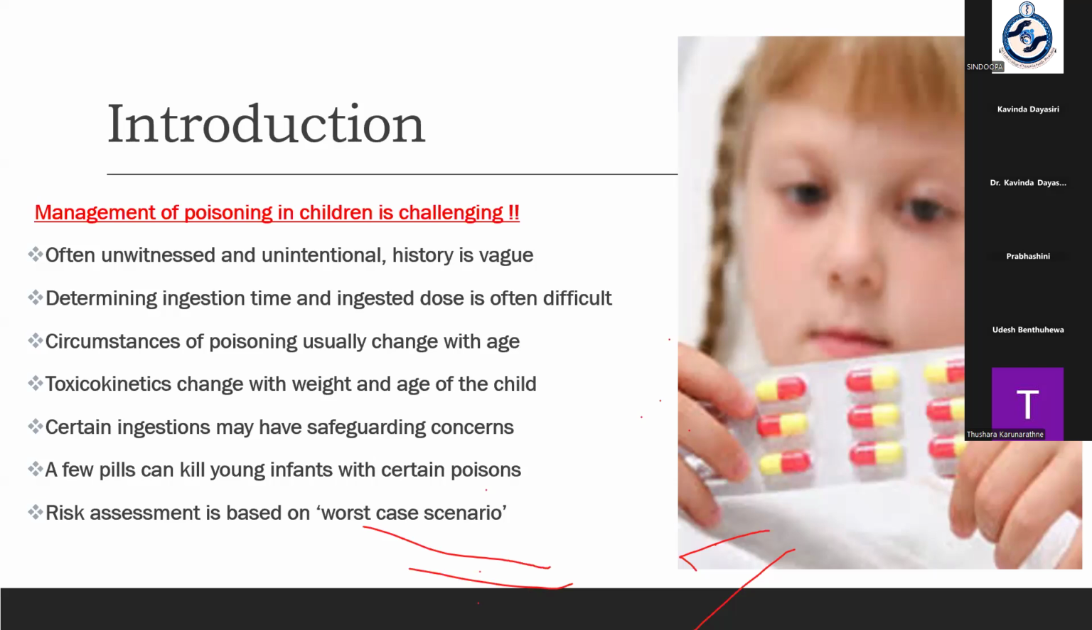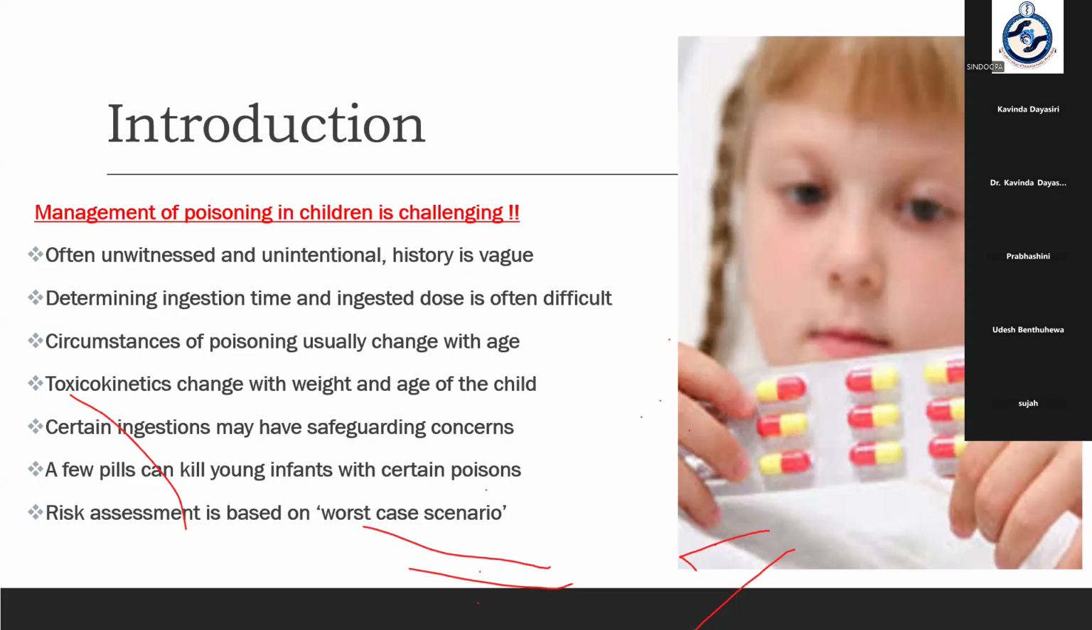And certain ingestions may have safeguarding concerns. For example, this can happen as an act of negligence, or sometimes a parent might seek medical attention by doing certain things intentionally, which is also known as Munchausen syndrome by proxy.